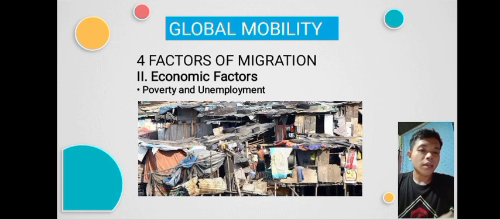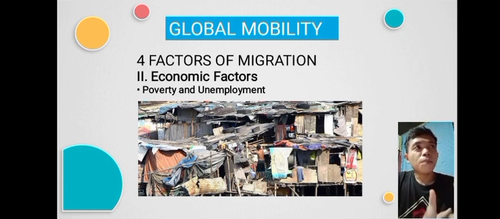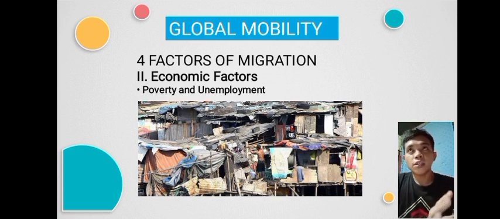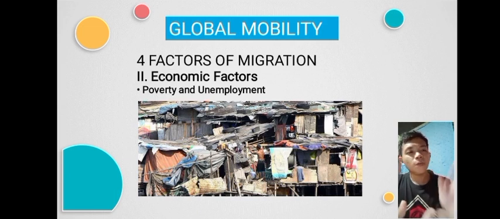So moving on to the economic factors. Under the economic factors, this is very common, we have poverty and unemployment. For example, a country has a poor economy. It does not have enough jobs to give to the citizens. There isn't much opportunity, and there are other countries that have opportunities. So that's why it tends to make people leave. Poverty and unemployment.